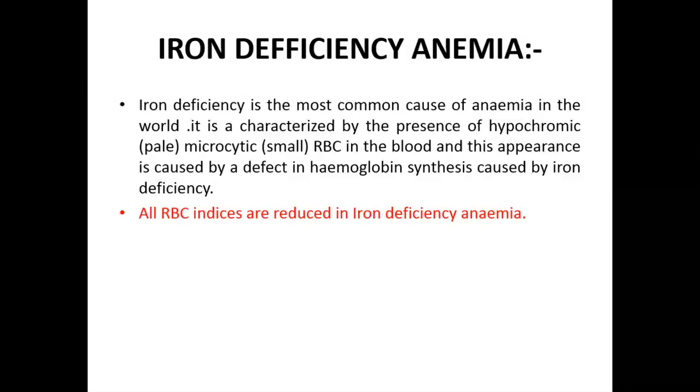As you remember from the physiology lectures, iron is a very essential component of hemoglobin. It is located in the middle, in the center of the protoporphyrin ring, and it is the site for attachment of hemoglobin with the oxygen molecules. So when you have a defect in iron supply, this will result in reduction in the hemoglobin synthesis. So all the red blood cell indices are reduced in iron deficiency anemia, as it is considered a hypochromic microcytic anemia.